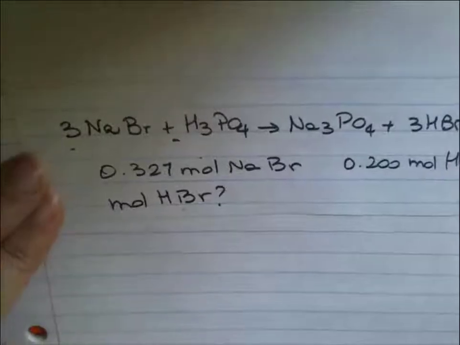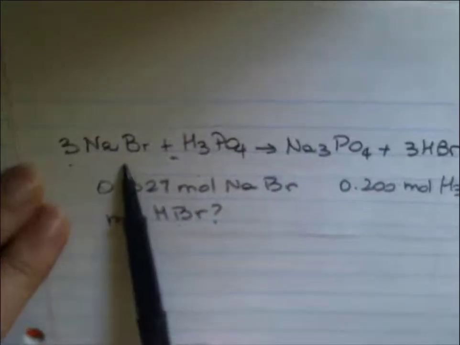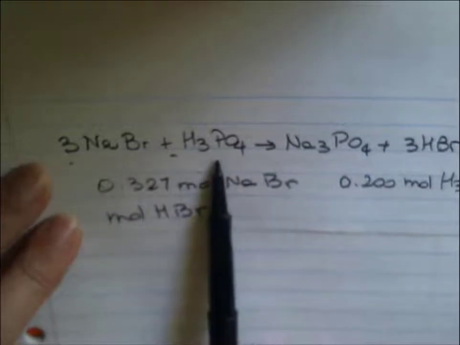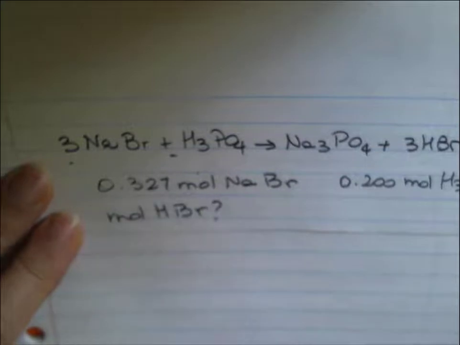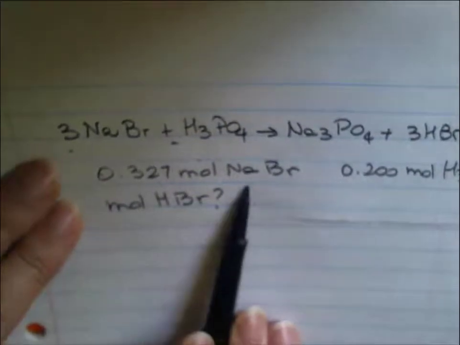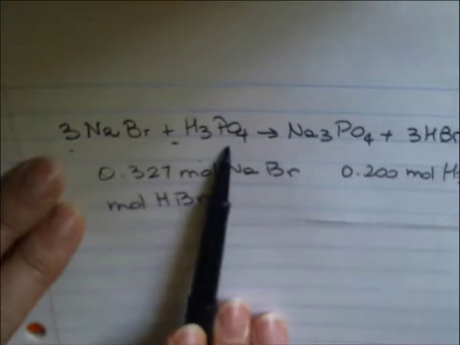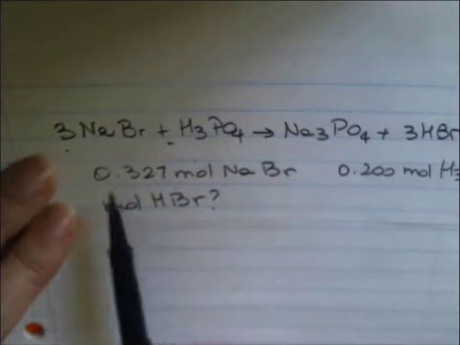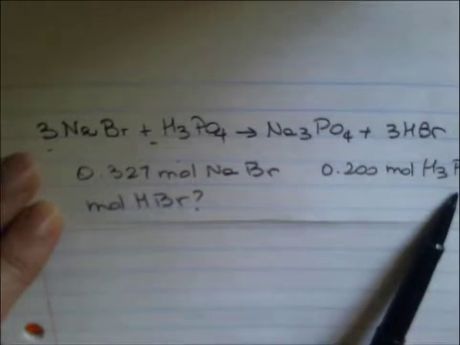And what we have here is the reaction between sodium bromide and phosphoric acid. Now, we looked at this reaction previously with exact quantities, and we've seen that if we have 0.327 moles of NaBr, we can calculate the moles of H3PO4 needed for the reaction. Let us assume that actually we have available this quantity of NaBr and 0.2 mole of H3PO4.